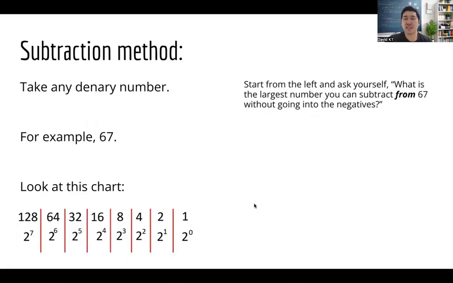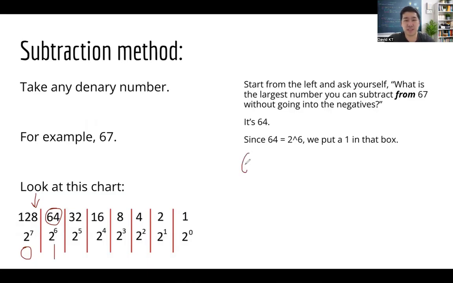Step one is, starting from the left, ask yourself, what is the largest number you can subtract from 67 without going to the negatives? Well, 67 minus 128. Is that negative? Yes, it is. So we put a 0 here. Next, look at this number. Can we subtract 64 from 67 without going negative? Yes, we can. So we put a 1 here.